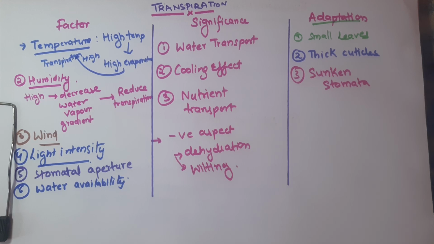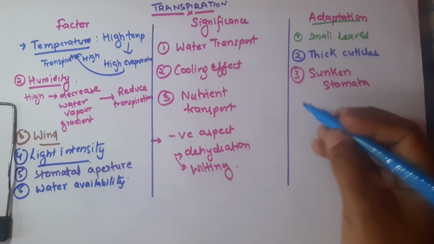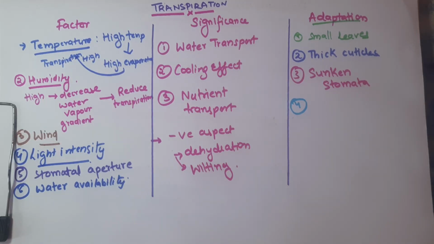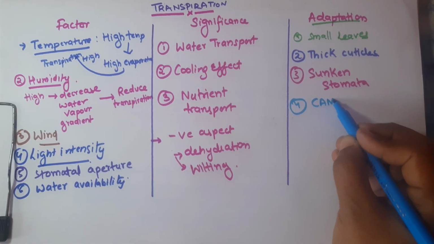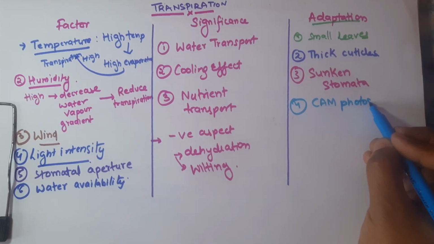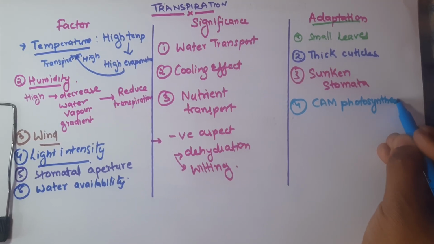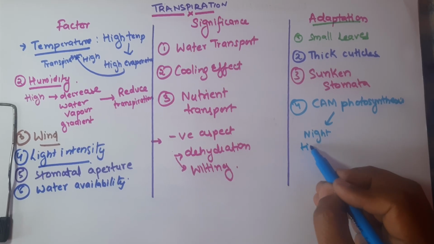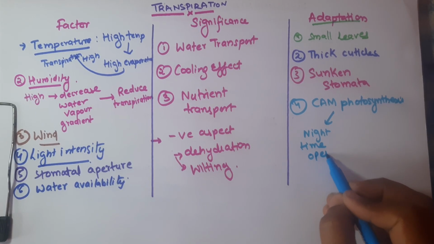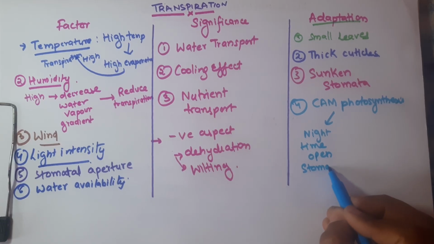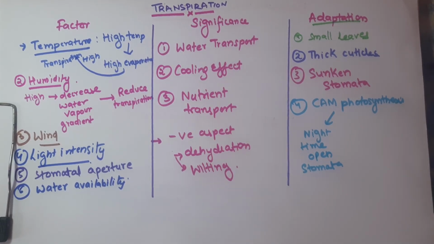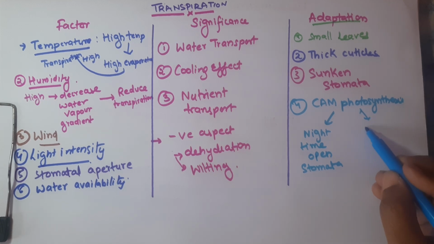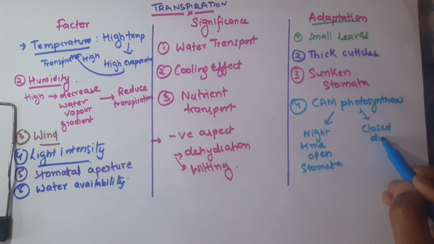Then plants in habitats where transpiration is very high will adopt CAM photosynthesis. So what is CAM photosynthesis? In CAM photosynthesis, the stomata open at night time and are closed during the day. So this will minimize the water loss in hot, dry environments.